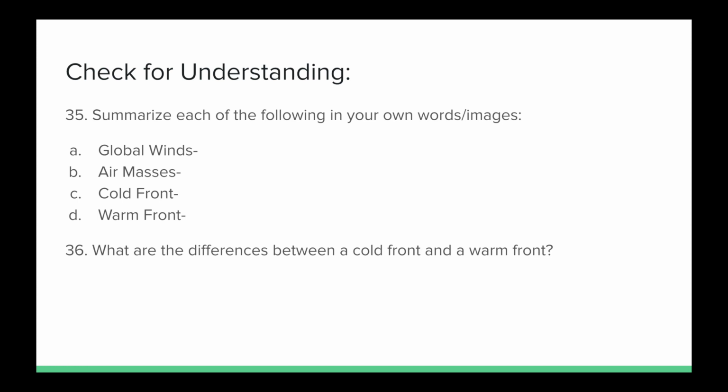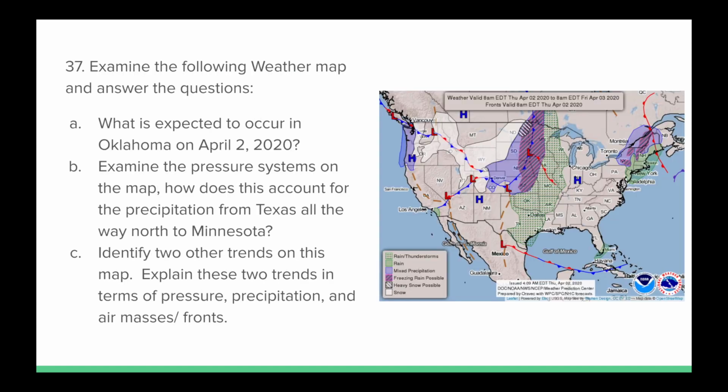Let's check for understanding. Summarize each of the following in your own words, or an image if you'd like to draw: global winds, air masses, cold front, warm front. 36. What are the differences between a cold front and a warm front? 37. Examine the following weather map and answer the questions.